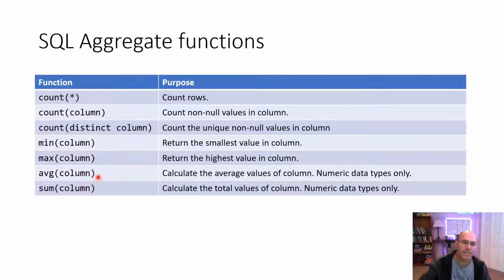Now, average and sum can only be applied to numerics, whether they're precise numerics or approximate numerics does not matter. Average does an average, and sum obviously adds them up. So those are the aggregate functions.